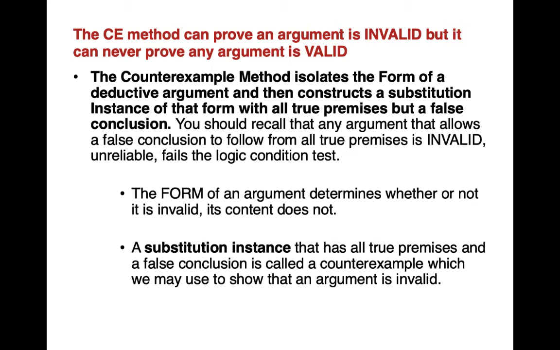You should recall that any argument that allows a false conclusion to follow from all true premises is invalid. That's its definition. It's unreliable. It fails the logic condition test. So the form of an argument determines whether or not it is invalid. Its content, whether its assumptions are true or false, doesn't. Again, this is a test for form. This is a test for whether the argument satisfies the logic condition. A substitution instance that has all true premises and a false conclusion is called a counterexample, which we may use to show that an argument is invalid. There's two things happening here. I've talked about counterexamples to claims, conditionals for instance. Counterexamples show that a particular claim is false.